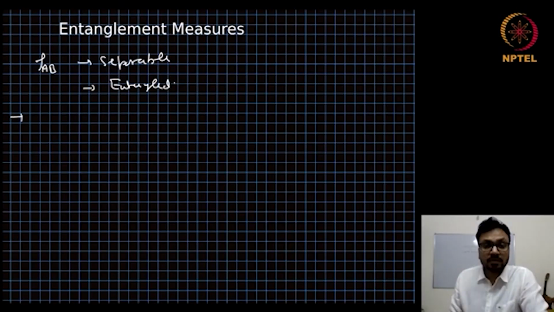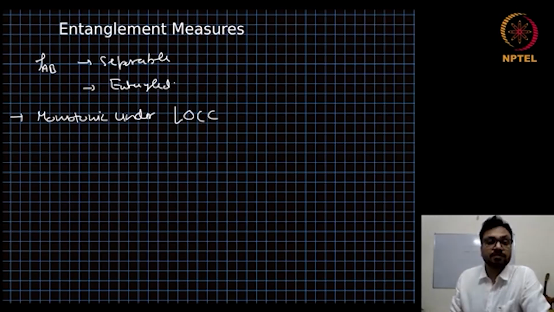For a quantity to be an entanglement measure, it should satisfy two conditions. One is that it should be monotonic under local operations and classical communication. That is, whatever measure we come up with for entanglement in a given quantum state, that should be monotonic under local operations and classical communication.